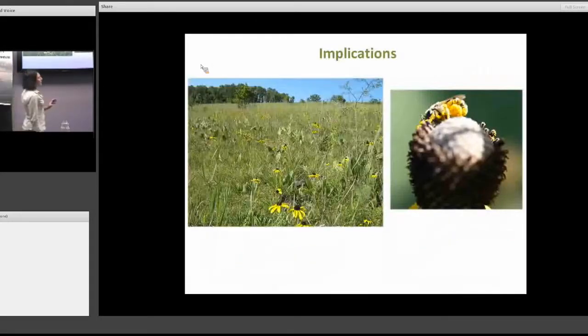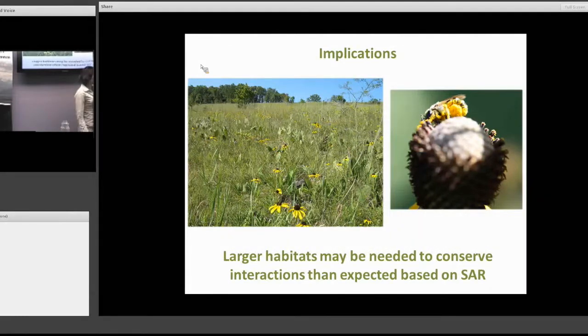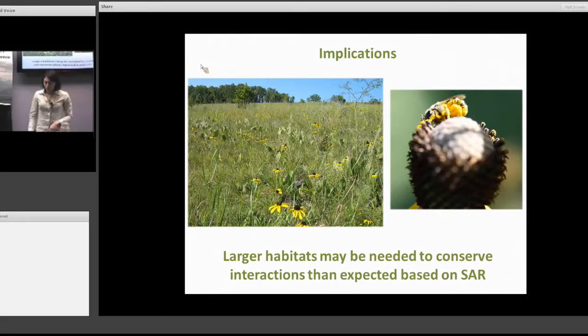So I just wanted to point out one of the implications of this work, bring us back to something a little bit more real. Because of the fact that these interactions accumulate more slowly with habitat area than we expect, larger habitats might be needed to conserve those interactions than we might think based on species area relationships.